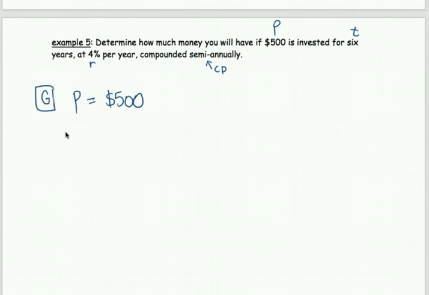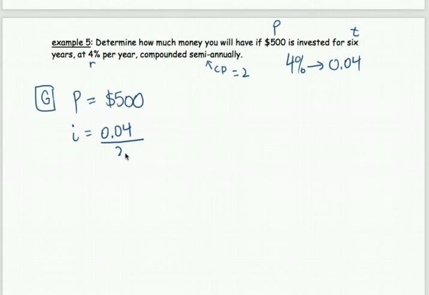We know the interest rate is 4%, but we need to figure out I, which is, again, the interest rate divided by the number of compounding periods. So take 4%, change it to a decimal by dividing by 100, and then divide by the compounding period. The compounding period is semi-annually. How many times a year is that? That's 2. The compounding period is 2.